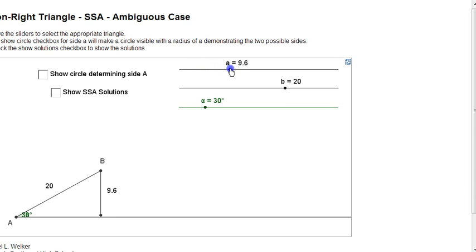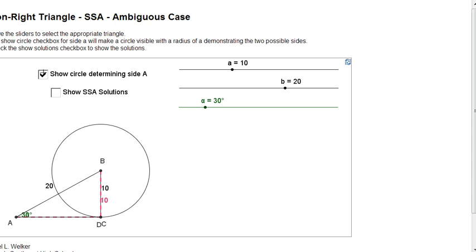When it hits 10, then we have one triangle, right? You see that meets. And I can show you two things. So the circle that determines it, basically, the side of this length rotates around, right? It can create a circle. We're interested, where does that circle intersect the baseline? In this case, only in that one spot. So we can make one triangle out of this. And if we want to show the angle, we can show that the angle is 90 degrees.